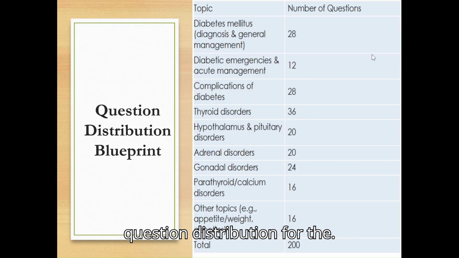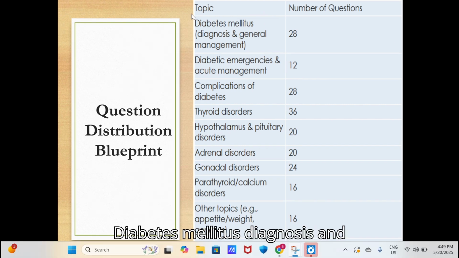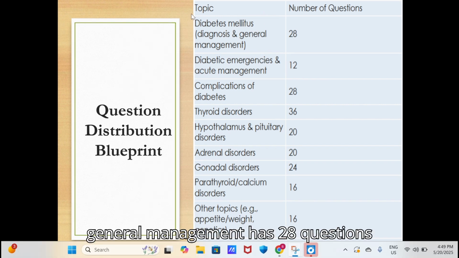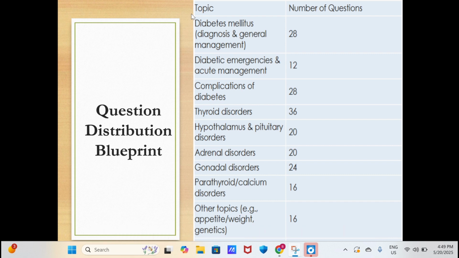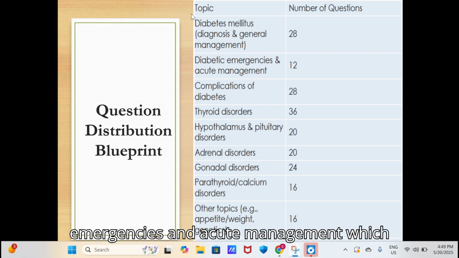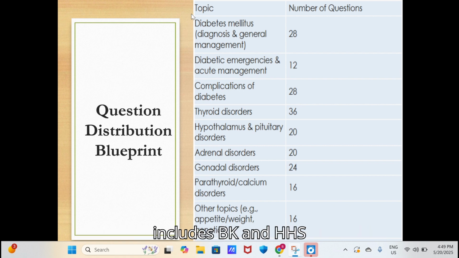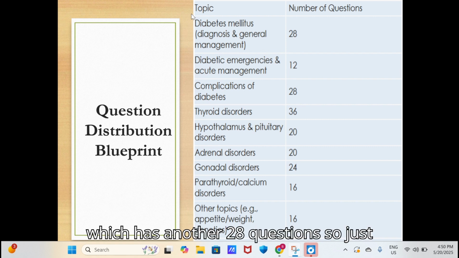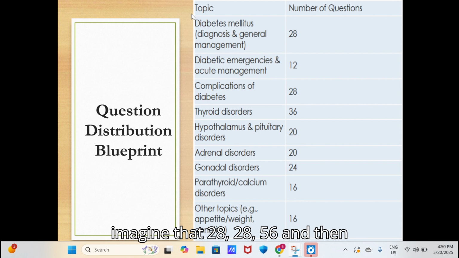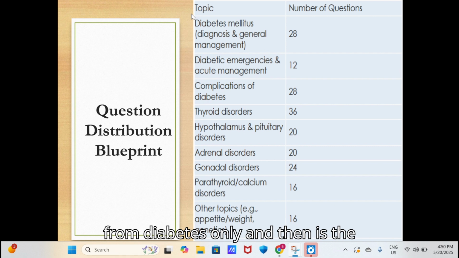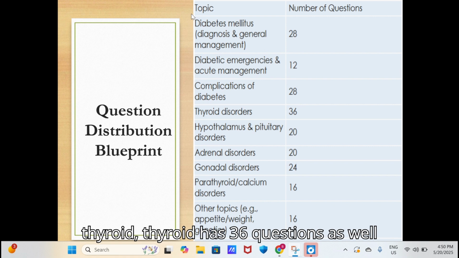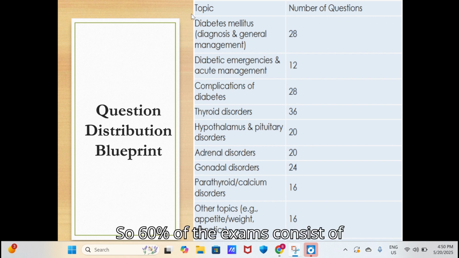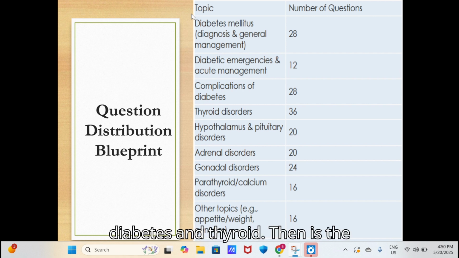This is the question distribution for the exam. Diabetes mellitus diagnosis and general management has 28 questions, and 12 questions are from diabetic emergencies and acute management, which includes DKA and HHS. Then the complications of diabetes have another 28 questions. So just imagine, 28, 56, and then 12, a total of 68 questions are from diabetes only. And then the thyroid has 36 questions as well. So 60% of the exam consists of diabetes and thyroid.